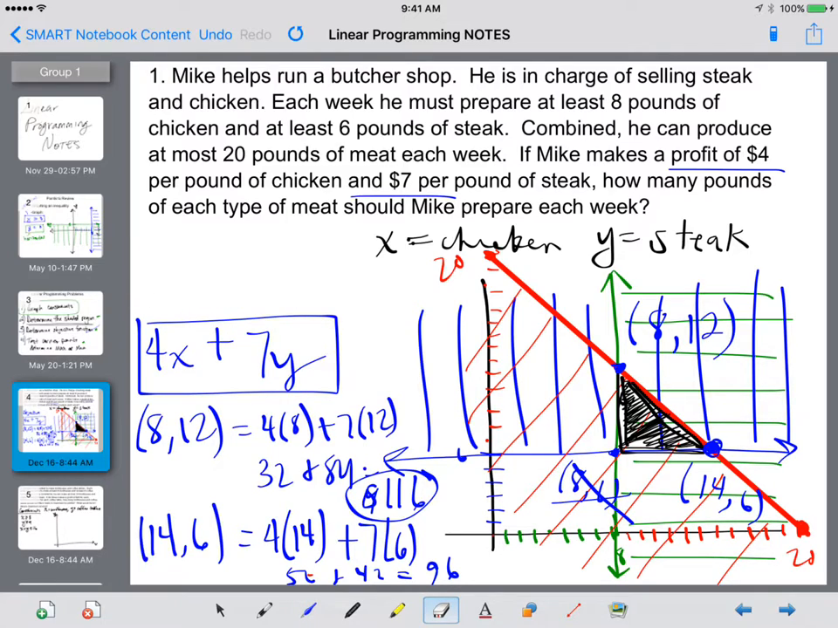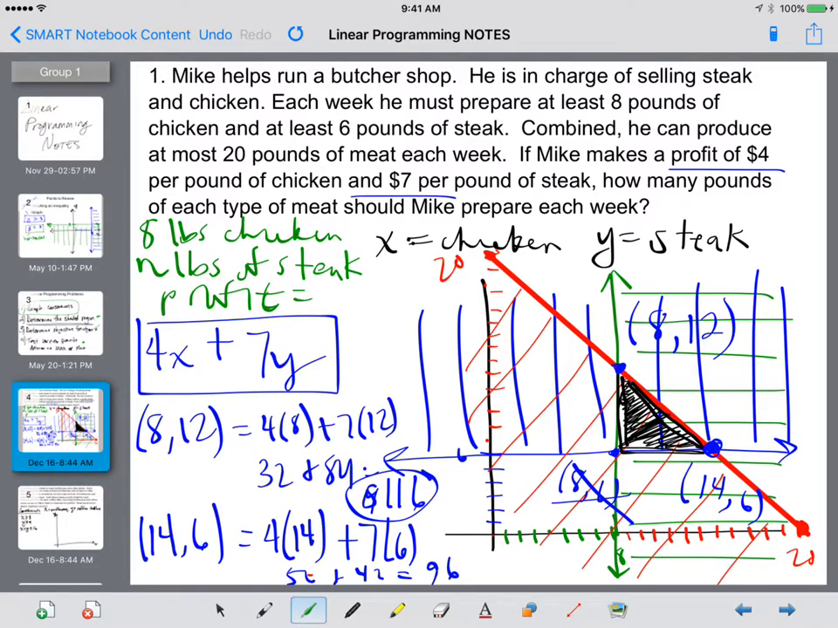So I'm going to erase this real quick. My final answer is going to be written right here in green. So he should prepare 8 pounds of chicken, 12 pounds of steak. Profit equals 116.